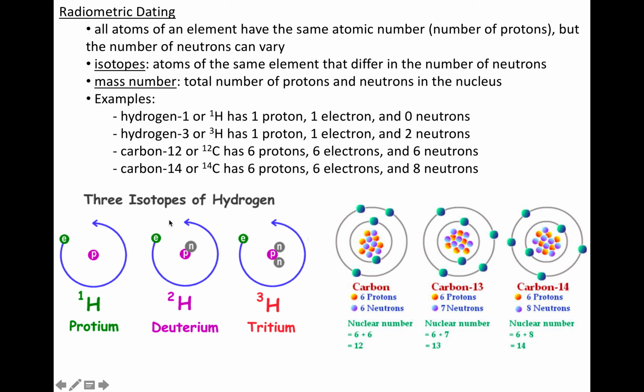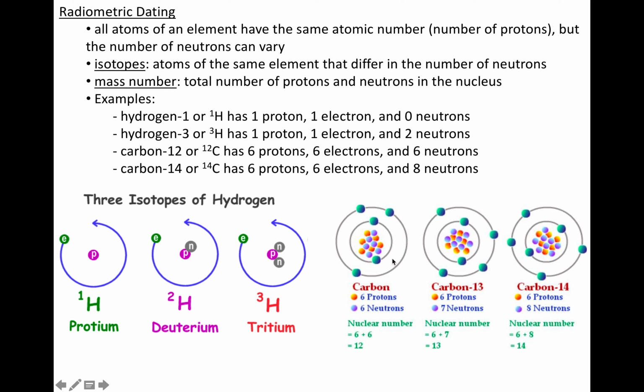For example, hydrogen has 3 isotopes: hydrogen 1, hydrogen 2, and hydrogen 3. What is different about them? Well, they have different numbers of neutrons. Hydrogen 1 has no neutrons in the nucleus. Hydrogen 2 has 1 neutron. Hydrogen 3 has 2 neutrons. Where do we get the number 3? 2 plus 1 is 3. 1 plus 1 is 2. 1 plus 0 is 1.